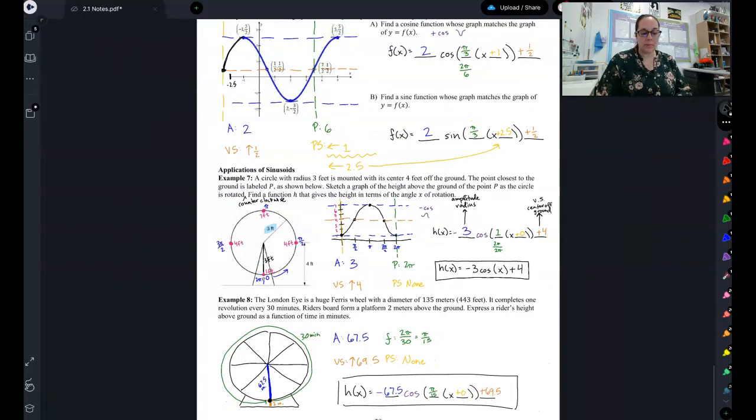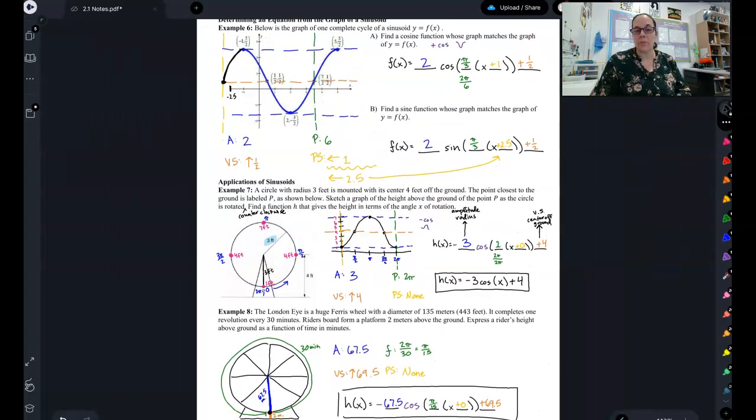So that was a couple different application problems using everything we've learned about graphing. You are officially done with lesson 2.1 and you can get started on your homework.